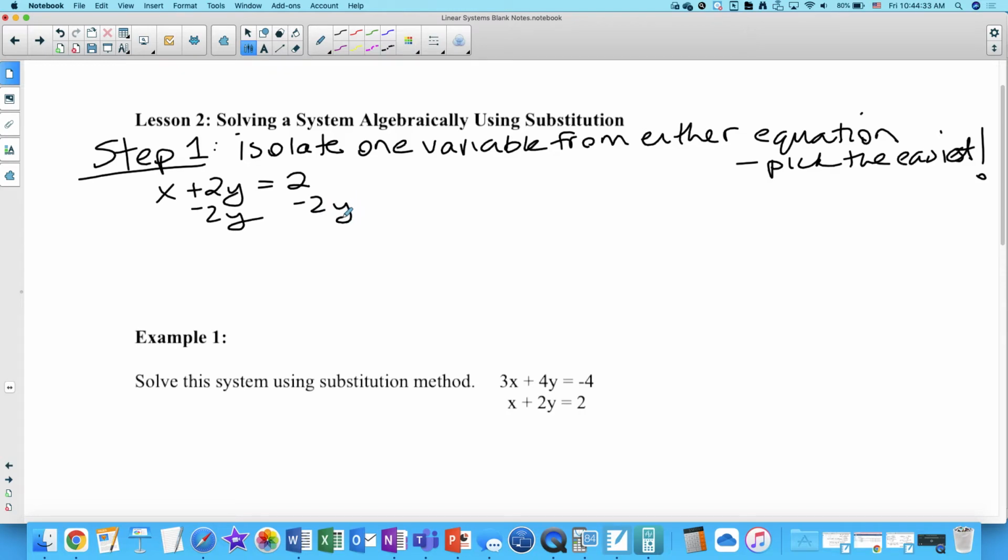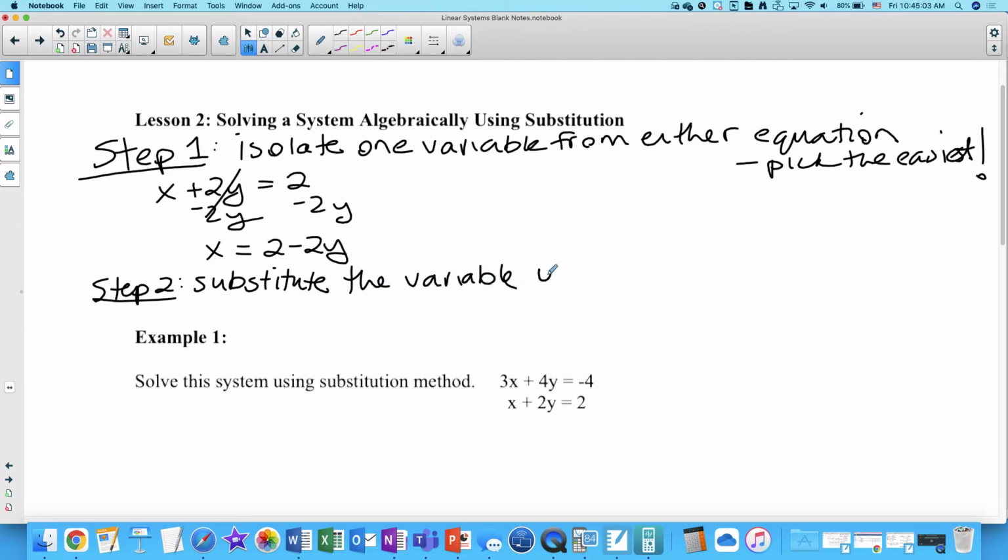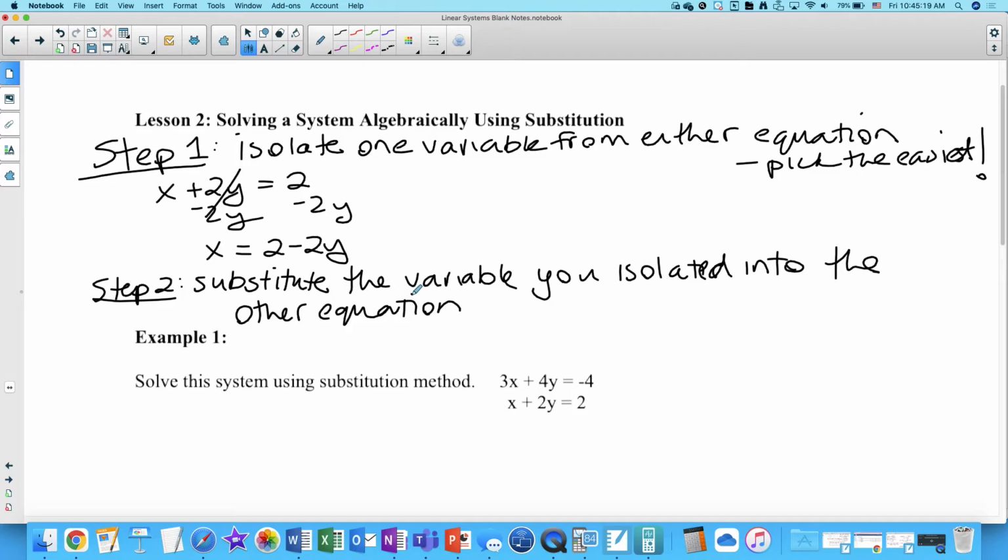In the second step, you are going to sub for the variable you isolated into the other equation. Substitute the variable you isolated into the other equation. Okay, so if I isolated in the first, I sub into the second. If I isolated in the second, I sub into the first. I isolated into the second, so I'm going to sub into the first.